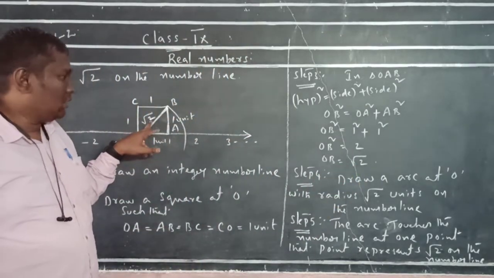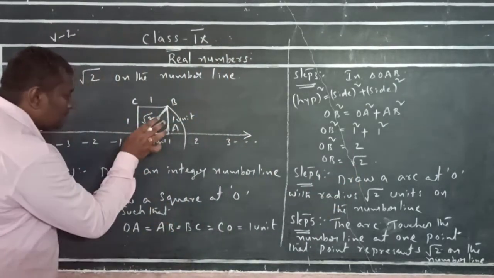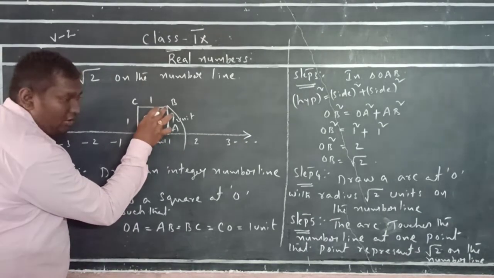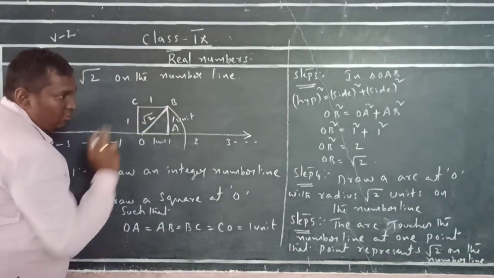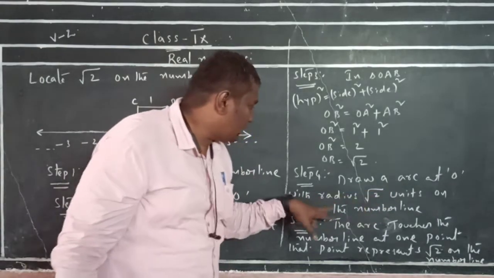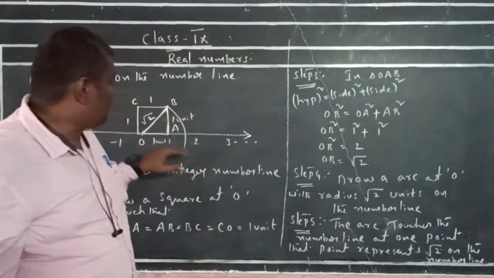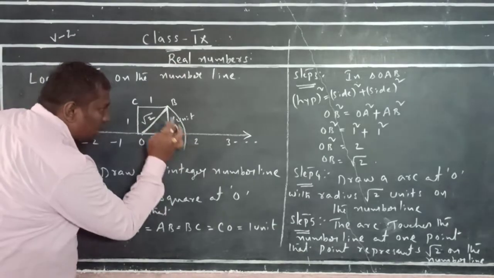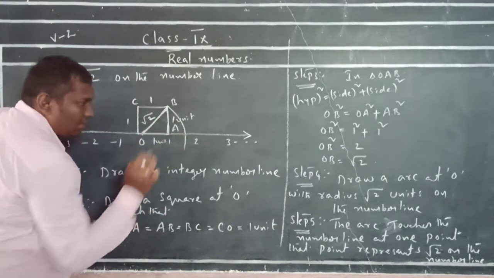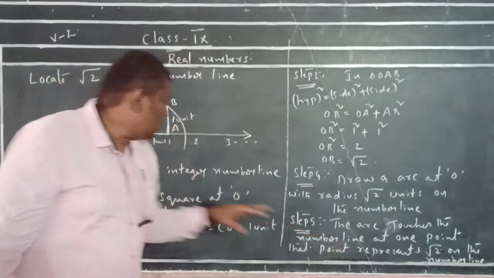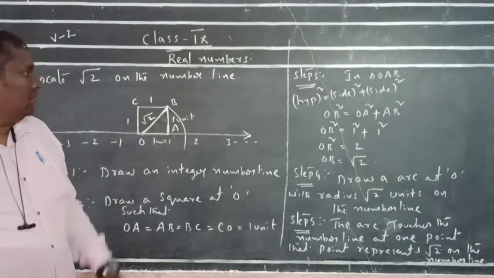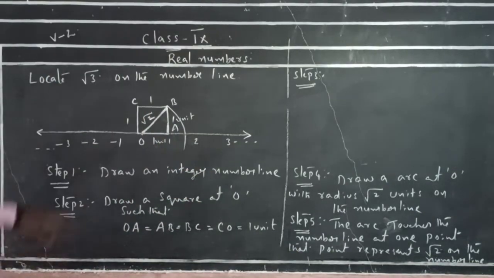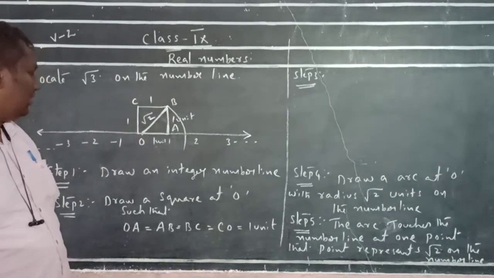Take the compass and take that length. Draw an arc at O with radius root 2 units on the number line. That point on the number line represents root 2. Okay, next one is locate root 3 on the number line.